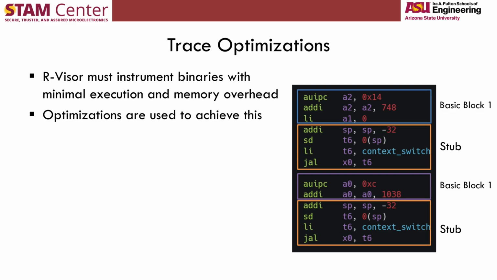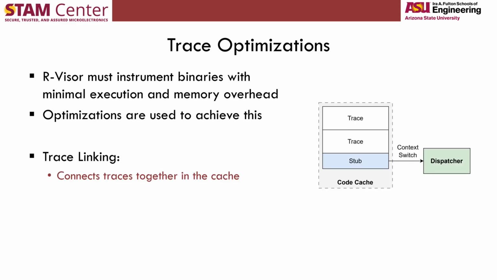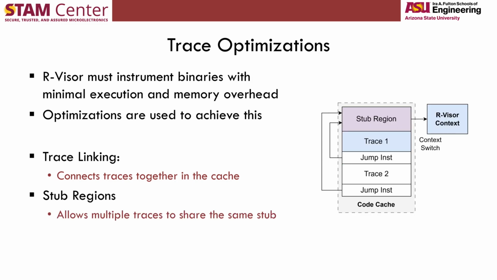And so we use certain optimizations to achieve this. The first of these optimizations is termed trace linking. What this allows us to do is connect two traces to each other within the code cache without the intervention of the dispatcher. So it helps reduce the number of context switches between R-Visor and the code cache, which would reduce the execution overhead. We also include a second optimization known as stub regions.